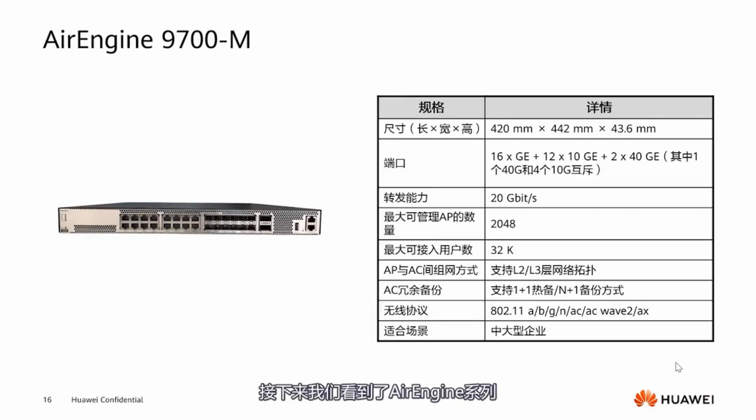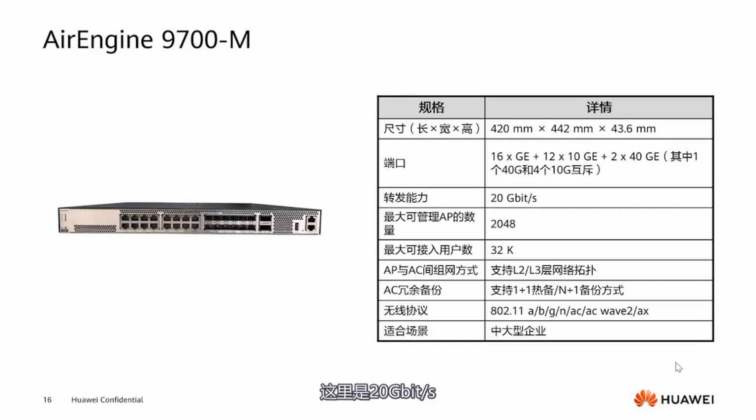In terms of performance, the 9700M is quite a bit behind the 6805. We see it as 1U. This device looks the same as the previous 6805. It has 16 GE ports, 12 10GE ports. It also has 2 40GE ports, where 1 40GE and 4 10GE are mutually exclusive. Then, looking at its forwarding capability, it's half that of the 6805. The 6805 is 40G. This is 20G.